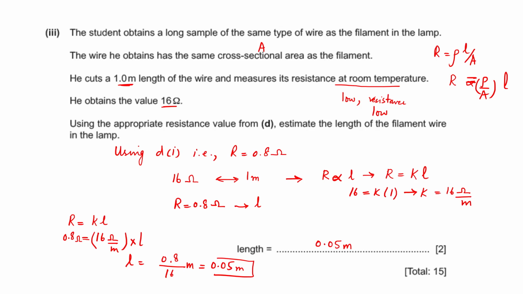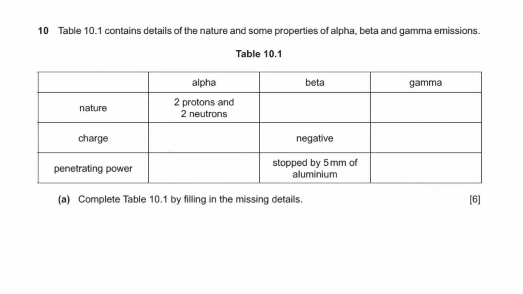So next part. Question number 10 says there is a table 10.1 that contains details about nature and some properties of alpha, beta, and gamma emissions. Complete the table by filling the missing details. So nature, alpha particles: 2 protons, 2 neutrons. What is the charge on alpha particles? So alpha particles are positively charged, 2 neutrons, 2 protons. So this is a 2 plus positive charge. Okay, and penetrating power of alpha particles.